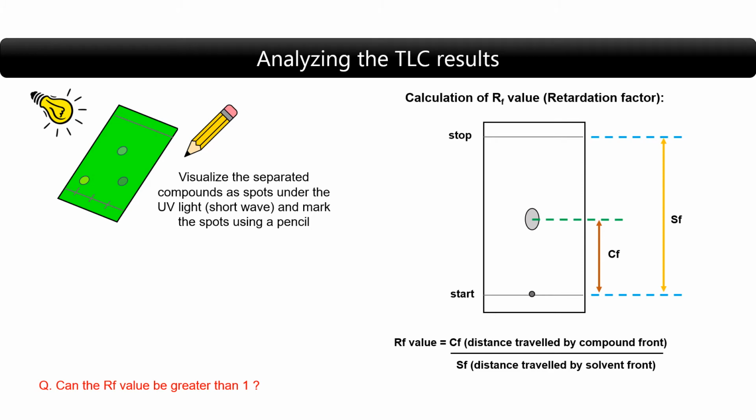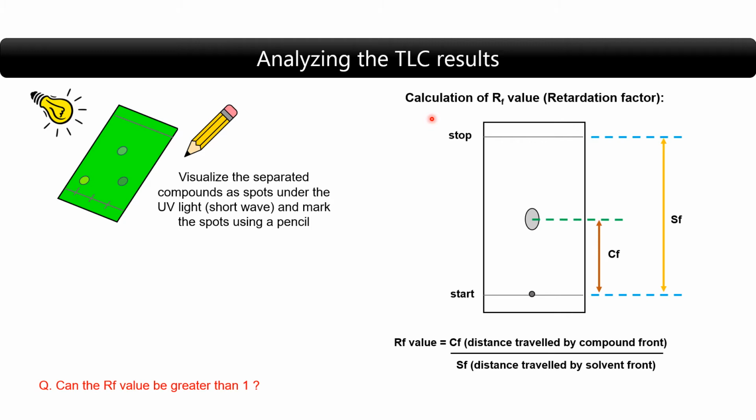Once the solvent system reaches the end line, we're going to take it out of the little chamber and allow it to air dry, which is just going to be like a minute. After that, we will observe it under the UV light, and the plate will shine with green fluorescence, and we will be able to visualize the separated compounds as spots. Using a pencil, we can circle those spots to make sure we mark where the compounds have moved across the TLC plate.